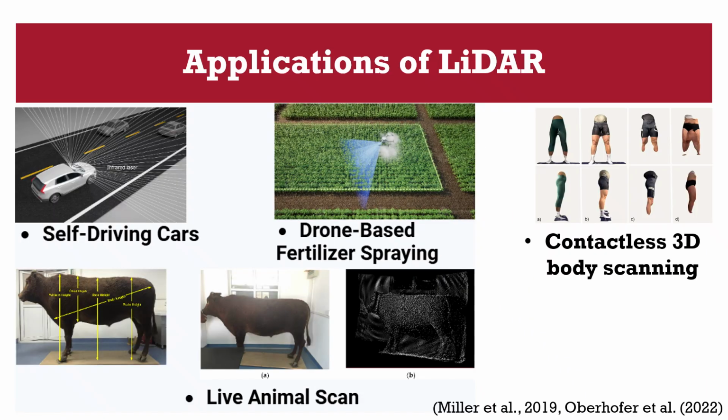Some of the applications that we see with LiDAR include self-driving cars. We see it being used for drone-based fertilizer spraying. They're able to map the topography of the land, and in that way they're able to calculate the height of crops. So farmers are able to apply fertilizer efficiently.